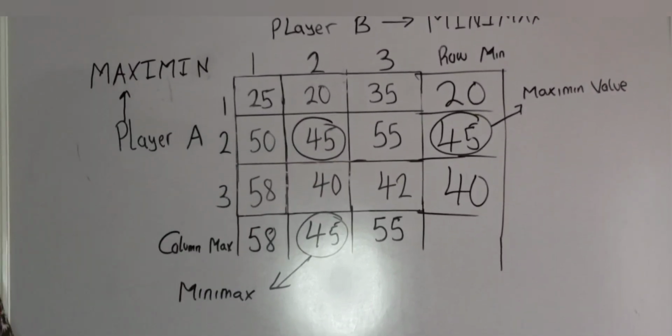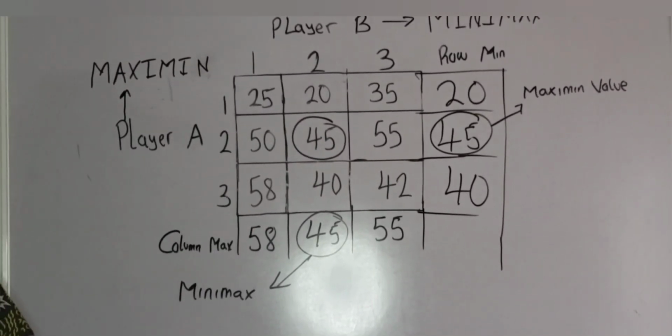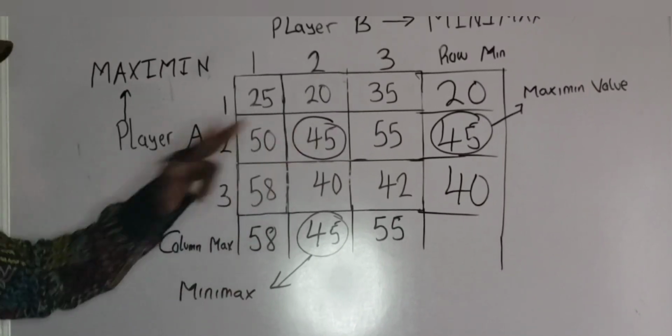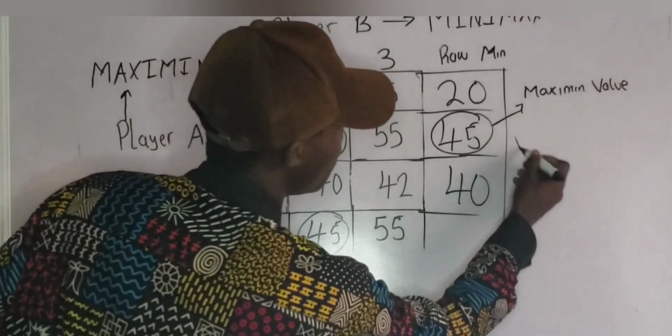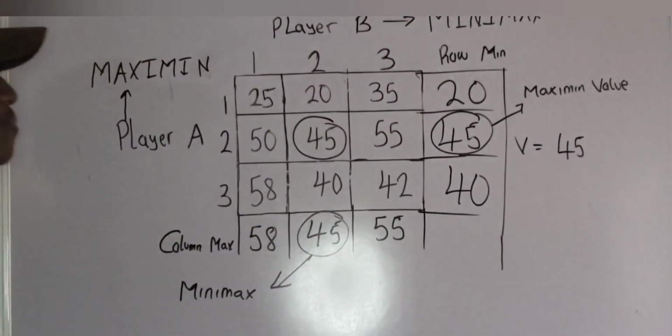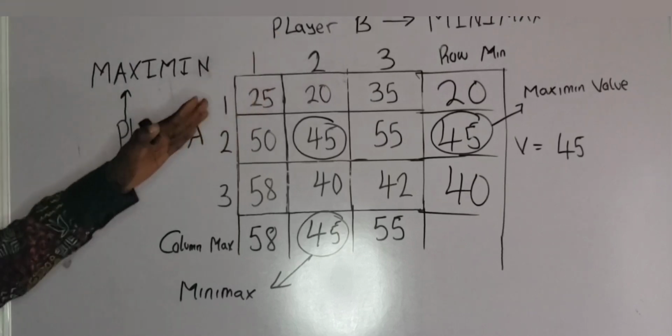So now, how do we determine the value of the game? The value of the game is the value of the cell whereby we have our saddle point. Don't forget. So the value of this game is what? 45. So the value, which is V, is equal to what? 45. Do you understand? So now, let us take the probability. Let's say we are told to maybe just show the probability of the strategy of player B and player A.